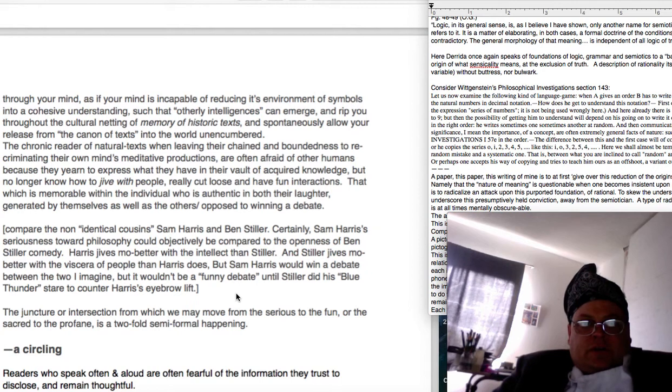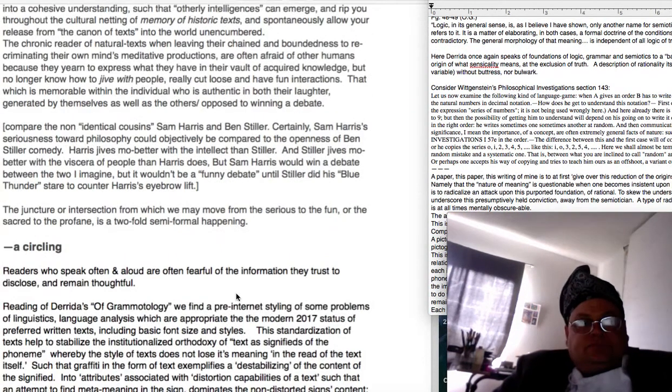The chronic reader of natural texts, when leaving their chained boundedness to recriminating their own mind's meditative productions, are often afraid of other humans because they yearn to express what they have in their vault of acquired knowledge, but no longer know how to jive with people. Really cut loose and have fun interactions. That which is memorable within the individual who is authentic is both their laughter generated by themselves as well as others, as opposed to winning a debate.